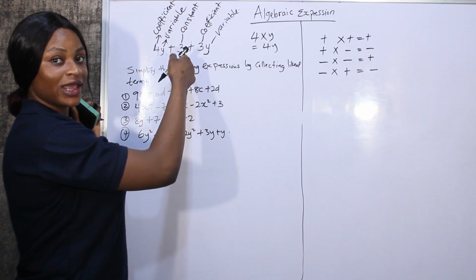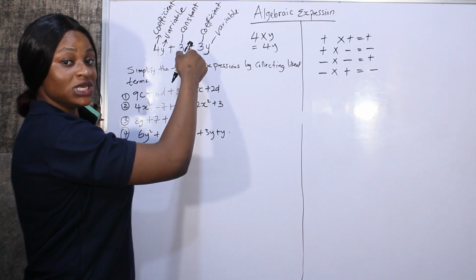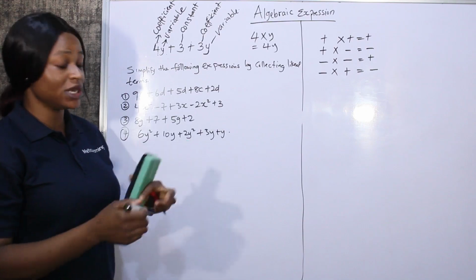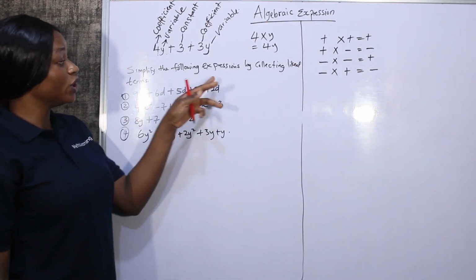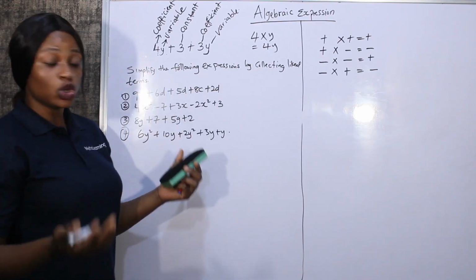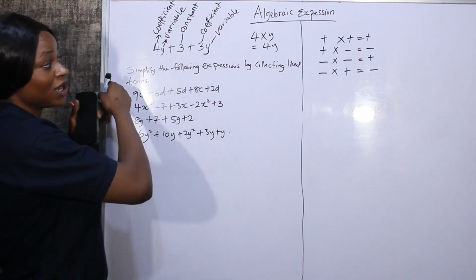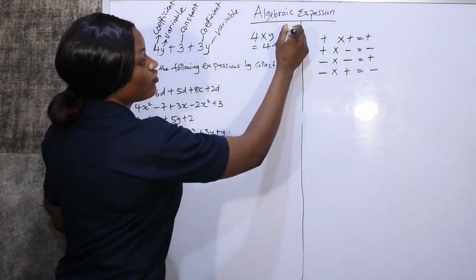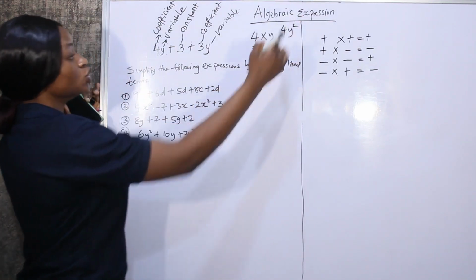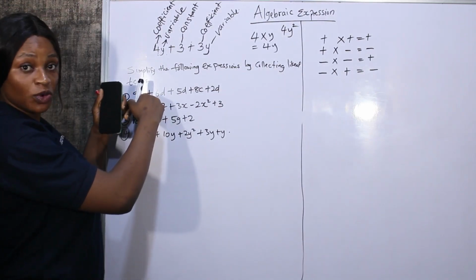When solving an algebraic expression, this 3, which is the constant, should always be at the ending part of the expression. So now let's go ahead and solve some examples. Here they said simplify the following expressions by collecting like terms. Like terms means those that have the same variable and the same exponent. Exponent means power. For instance, if you have 4y raised to the power of 2, this is an exponent or power. So like terms means those numbers that are carrying the same variable or exponent.